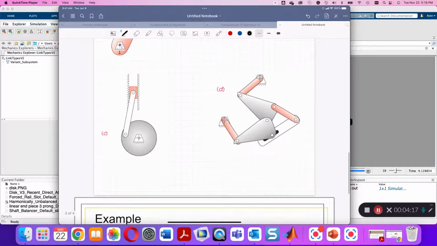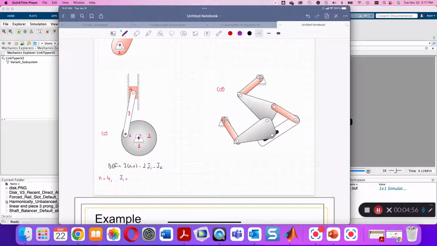And number 3, the third example here, the degree of freedom is 3 times n minus 1 minus 2j1 minus j2. Here, starting with the number of links, start always with the fixed link, so not to miss it off, while counting the number of links. So we have 1, 2, 3, and the slider is also counted as a link, so it should be number 4. So we have 4 number of links, and then we will count the number of lower pair kinematic joints.